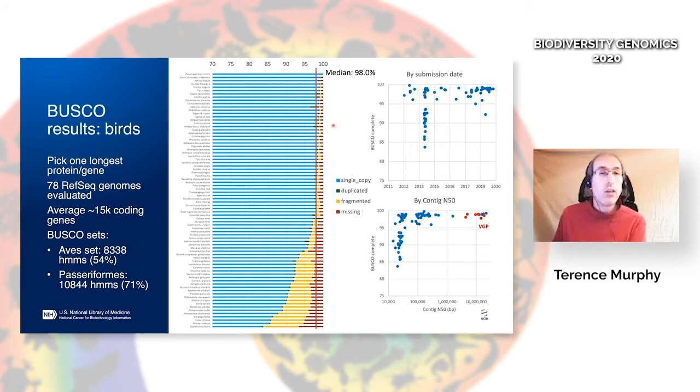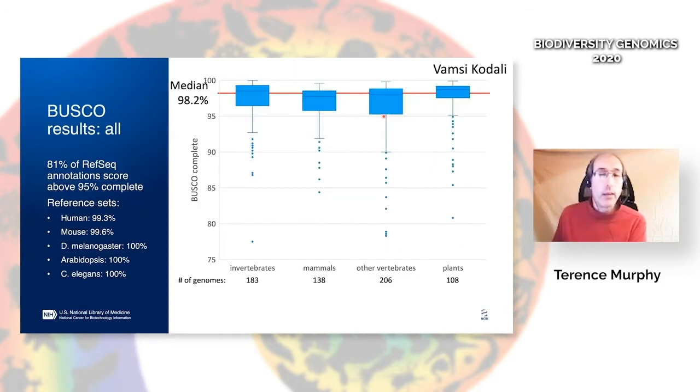You can see many score exceptionally well, the median score of 98, the best at 99.8% complete. The assemblies with small contigs and scaffolds score poorly, and most assemblies from long-read data are scoring extremely well. Across all of our data, we currently have a median complete score of 98.2%, with the best annotation scoring comparable to manually annotated reference sets from human and others. Only 19% of annotations score below 95% complete, largely reflecting lower assembly quality.